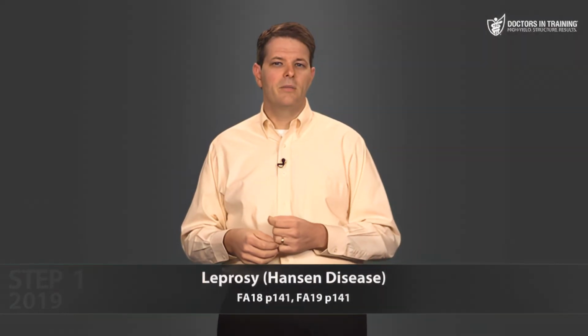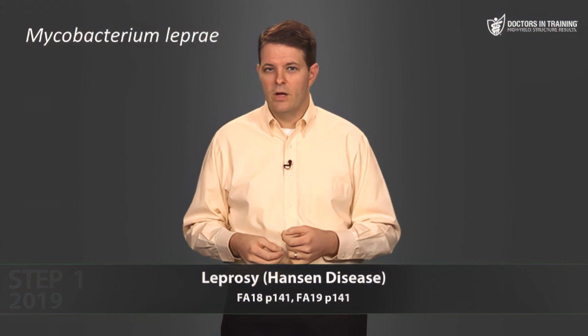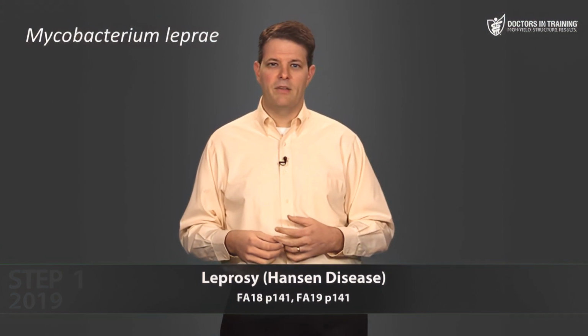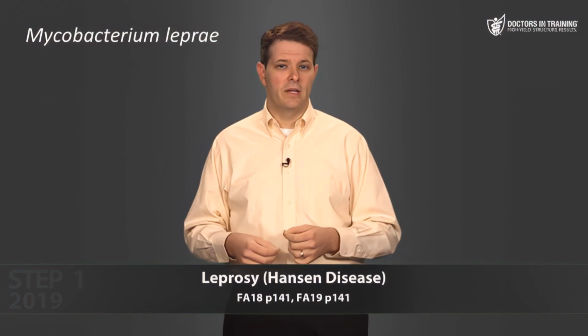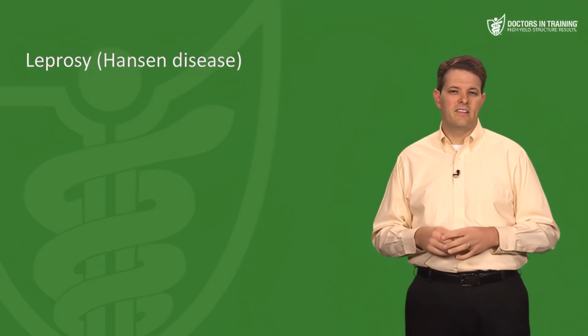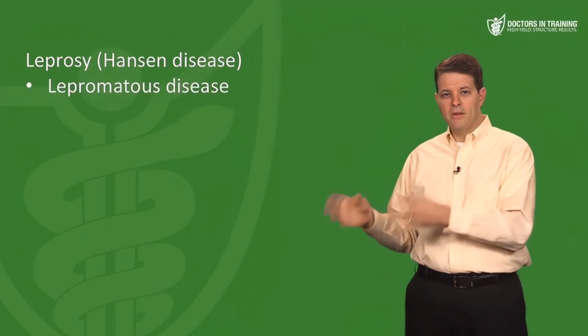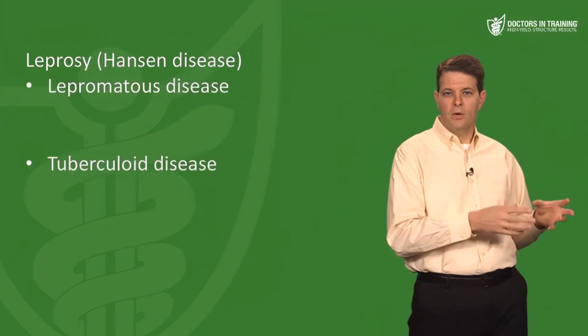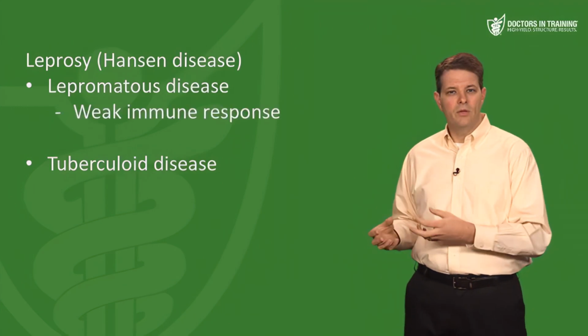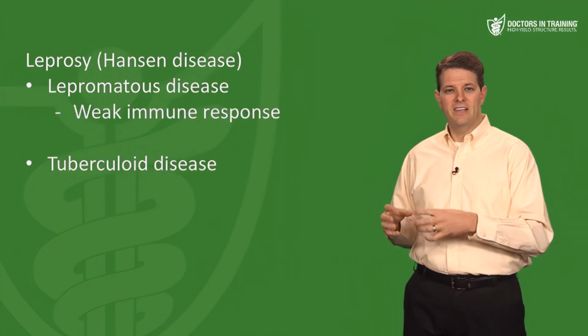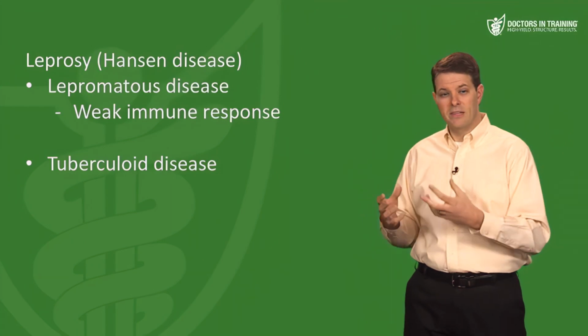Our last mycobacterium is Mycobacterium leprae, which causes Hansen's disease, or the old-fashioned name is leprosy. So this mycobacterium likes to infect the peripheral nerves and the skin. Now, leprosy exists as a spectrum of disease, with lepromatous disease on one end and tuberculoid disease on the other end. So lepromatous disease occurs when there's a weak immune system to the mycobacteria, and the skin lesions have a lot of mycobacteria organisms in them.